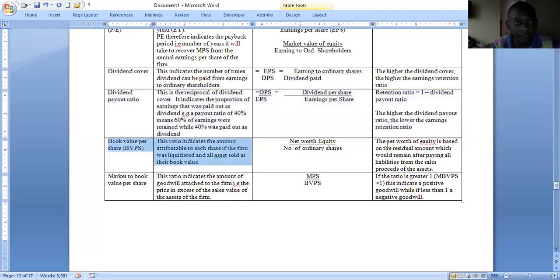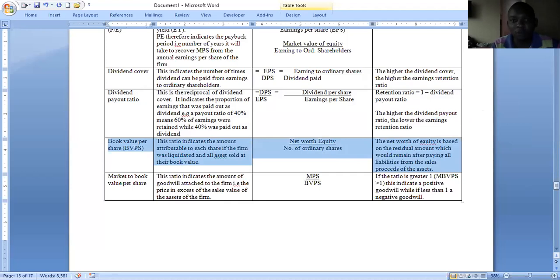Then we have the book value per share. This is the book value as per the financial statements of the business, and it is equal to the equity as per the balance sheet divided by the number of ordinary shares.